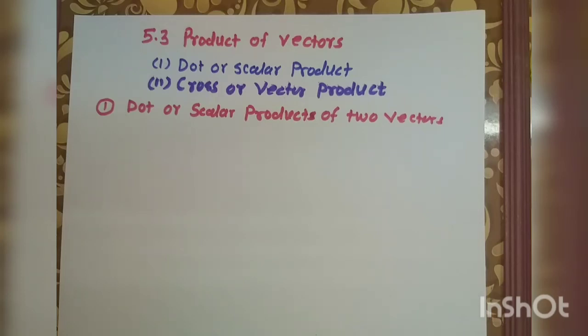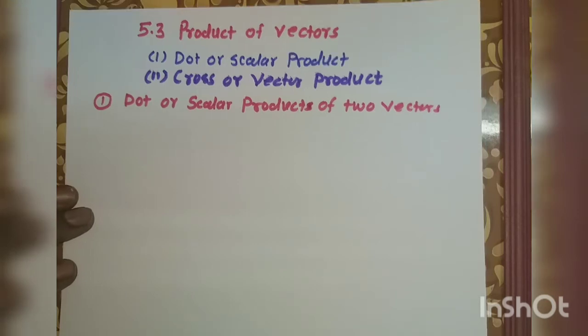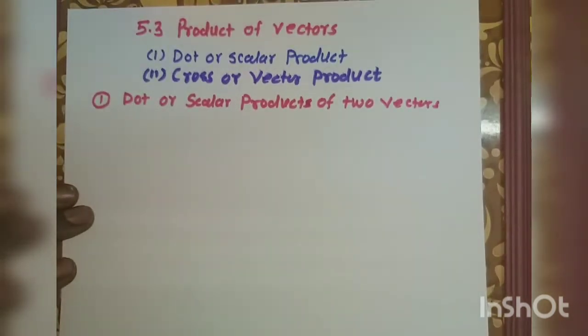Hello students. Today we will start a new point in the chapter Vectors. That is 5.3, product of vectors. There are two types of products. First is dot or scalar product of two vectors, and second is cross or vector product. Now first is dot or scalar product of two vectors.